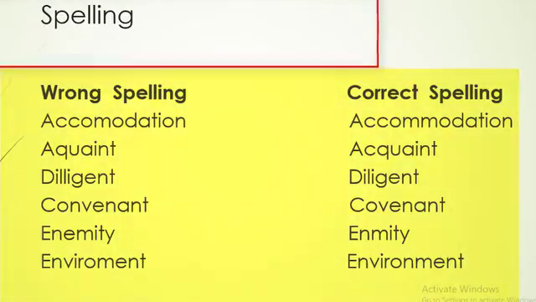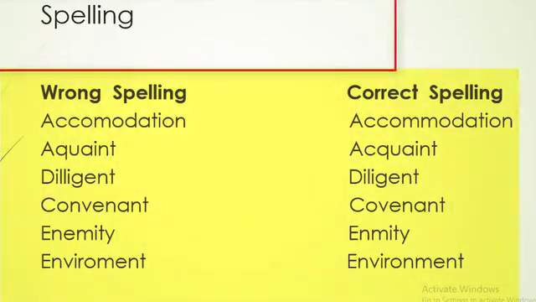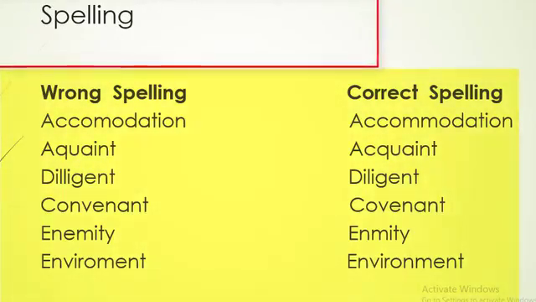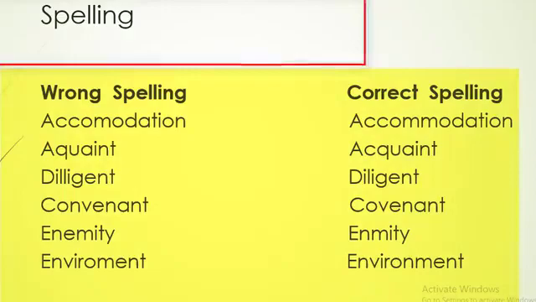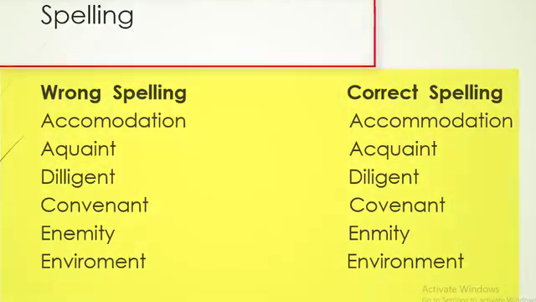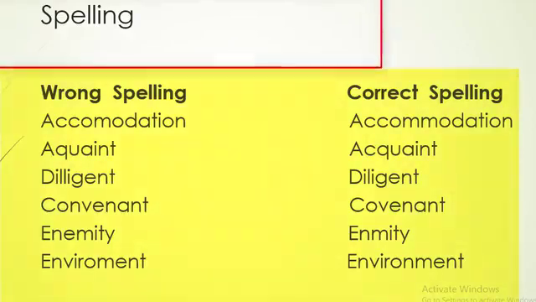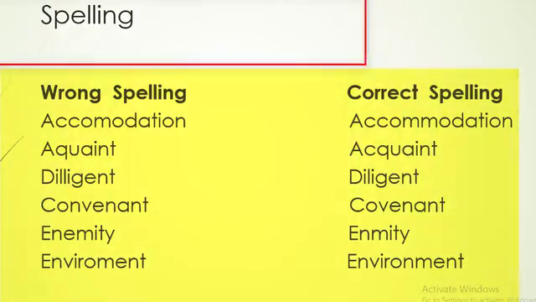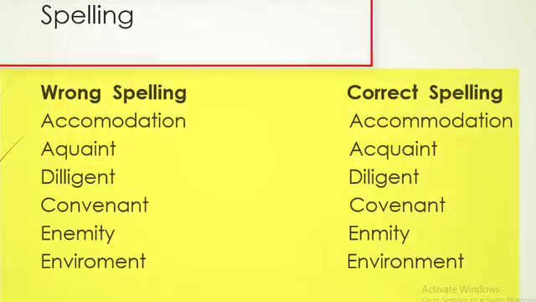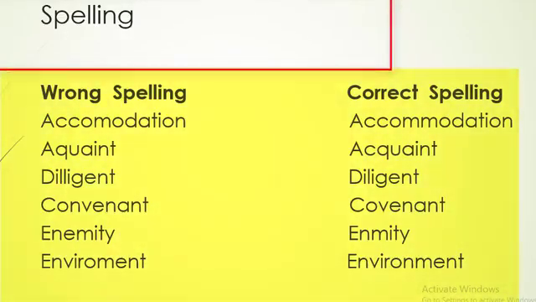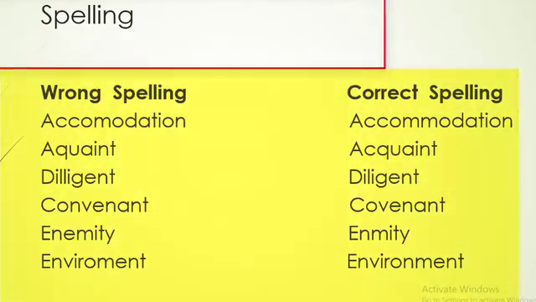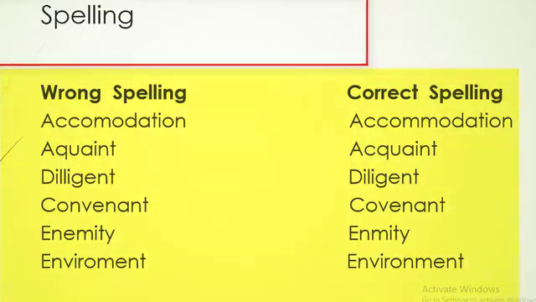So let's move over to what you call spell it. Oftentimes, students spell certain words wrongly. So we have the wrong spelling to the left hand side and the correct spelling to the right hand side. Accommodation is double C, double M. Acquaint is A-C-Q, not A-Q alone. Diligent is single L and not double L. And it is the word covenant and not convenant.